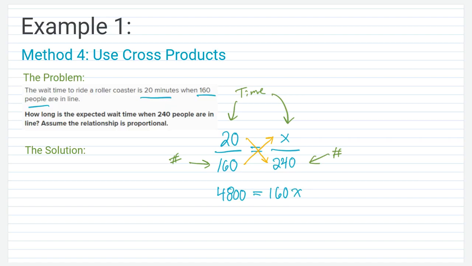Then we will go through and basically end up solving this one-step equation, just like we did on that last question. We're going to divide both sides by what's in front of x here that's being multiplied. So we'll divide both sides by 160. And then we will find out that 4,800 divided by 160 is 30 minutes. So once again, our solution is 30 minutes.